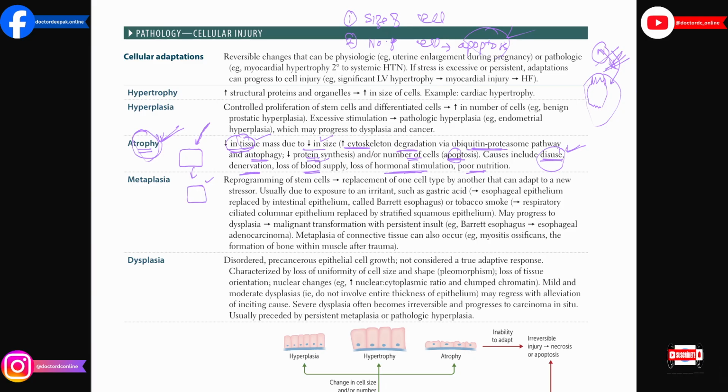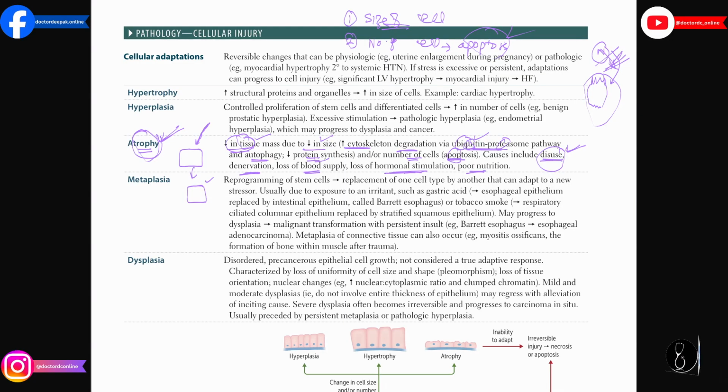And how do you decrease the size of the cell? You can decrease the size of the cell with the help of the ubiquitin proteasome pathway. I already explained, ubiquitin is basically a protein, and proteasomes are organelles which have hydrolytic enzymes, and these hydrolytic enzymes will degrade the cytoskeleton proteins. Those ubiquitin-tagged cytoskeleton proteins will go to the proteasome, and in the proteasome we have the hydrolytic enzymes. Those enzymes will degrade the cytoskeleton, and if you are degrading the cytoskeleton of a cell, you will decrease the size of the cell. So this is another mechanism.